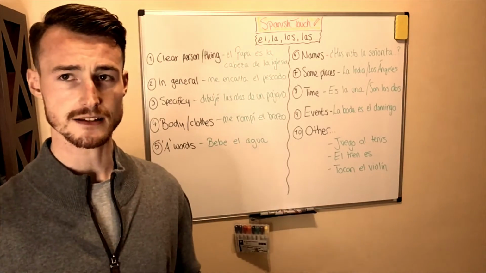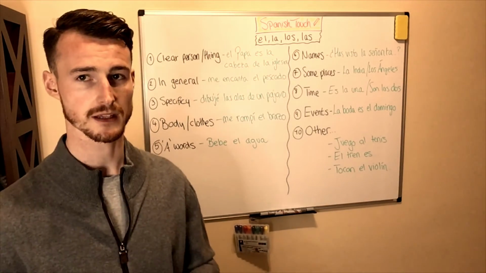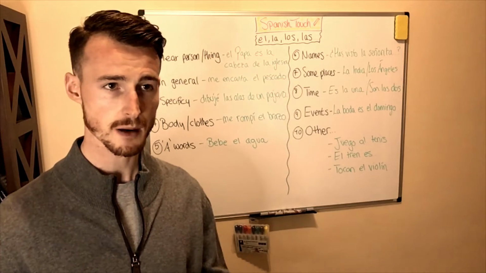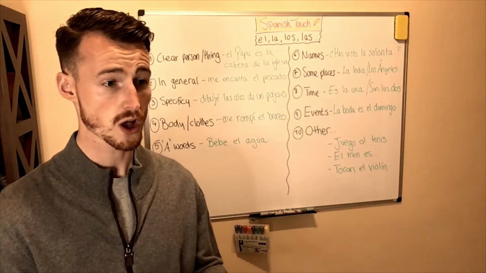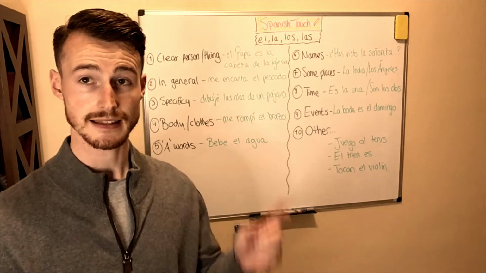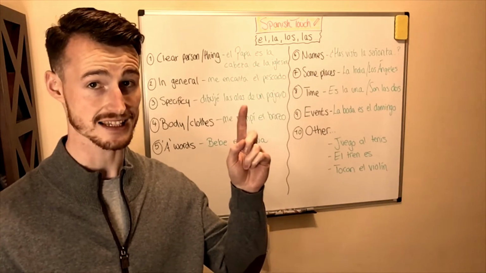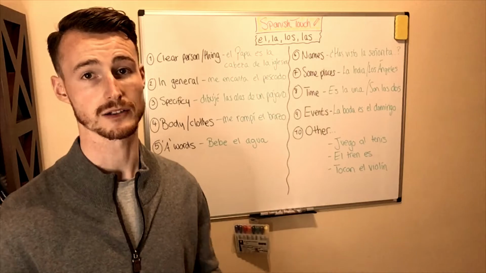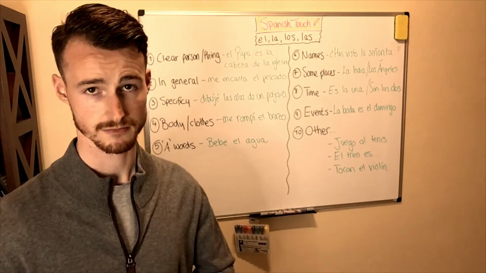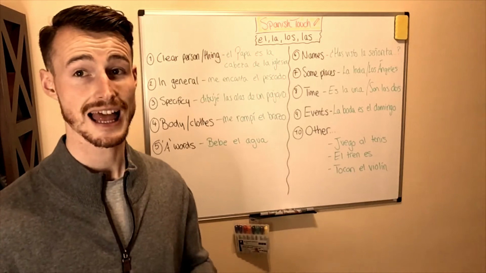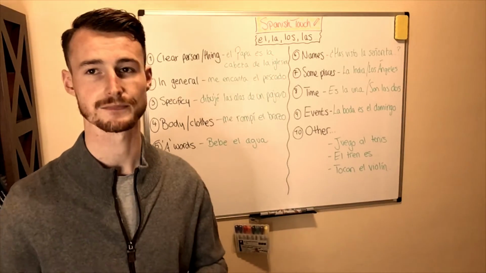Number 3 is when we want to specify something, okay? Imagine I'm drawing parts of an animal, okay? I take a bird, I'm gonna draw the wings. Dibujé las alas de un pájaro. I drew the wings of a bird. Okay, so here we're using the article las, the wings.